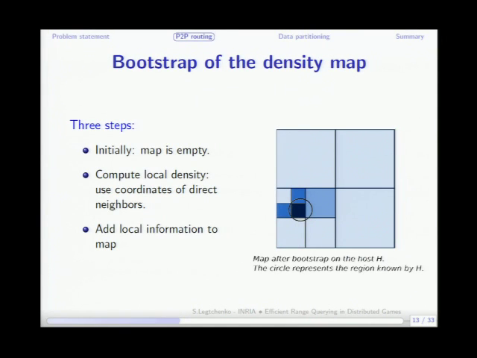First, when the peer joins the overlay, its local map is completely empty because it has no information about the density distribution. However, as it joins the overlay, it has direct neighbors and knows the coordinates of these neighbors. Therefore, it is able to locally compute the local density of the key space, so it adds this information to its local map.